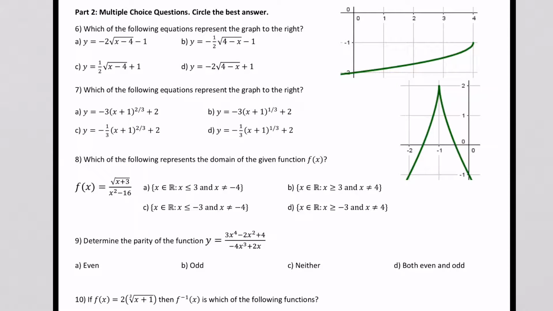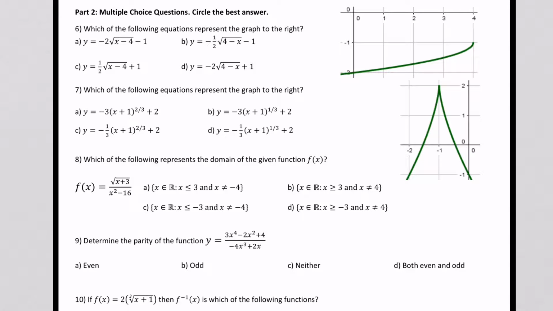So let's go ahead and do problem number 6. Problem number 6 says, which of the following equations represents the graph to the right? Well, my approach to a multiple choice question is different than my approach to a free response question, because multiple choice questions have 4 potential options, which means we can use those 4 potential options to help answer the question more effectively, more efficiently, with less work.